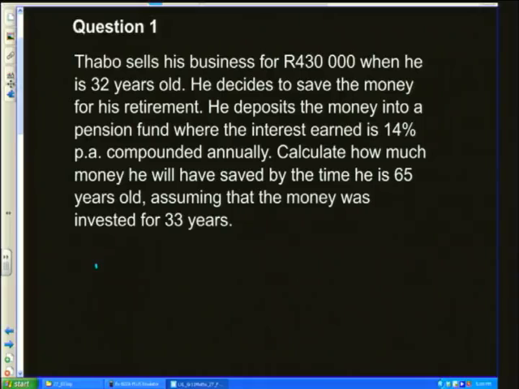Now it's time to get on with today's lesson. So let's see what the first question is about. Thabo sells his business for 430,000 Rand when he is 32 years old. He then decides to save that money for his retirement. He deposits the money into a pension fund where the interest earned is 14% per annum, compounded annually. Calculate how much money he will have saved by the time he's 65, assuming that the money was invested for 33 years.